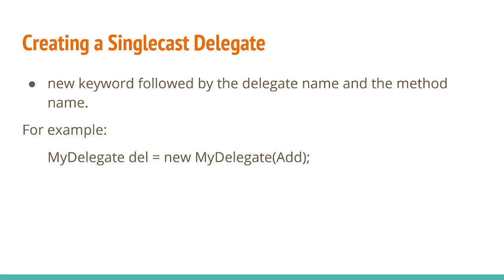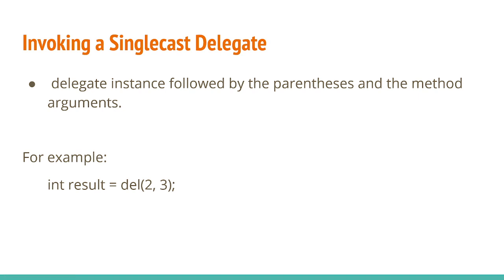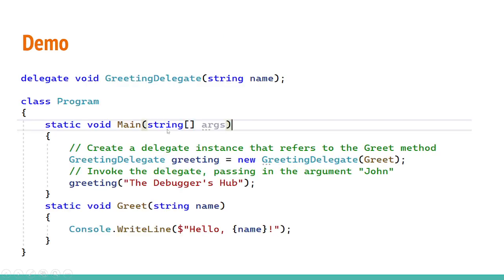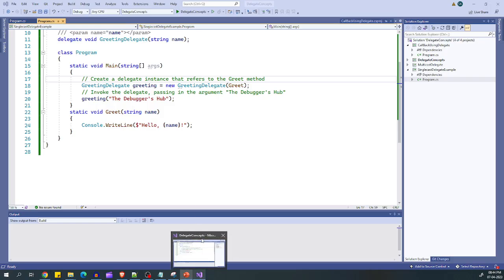Now let's see how to invoke a delegate. To invoke a delegate, we can use the delegate instance followed by parentheses and the method arguments. So del is the delegate instance, then parentheses, then the method arguments, which in this case are 2 and 3. So let's see the demo. Let's go to Visual Studio.